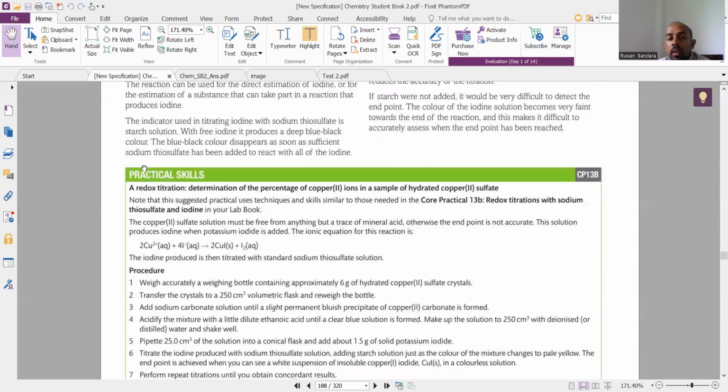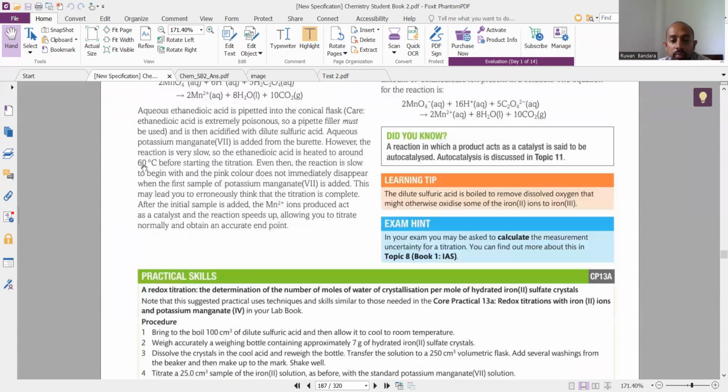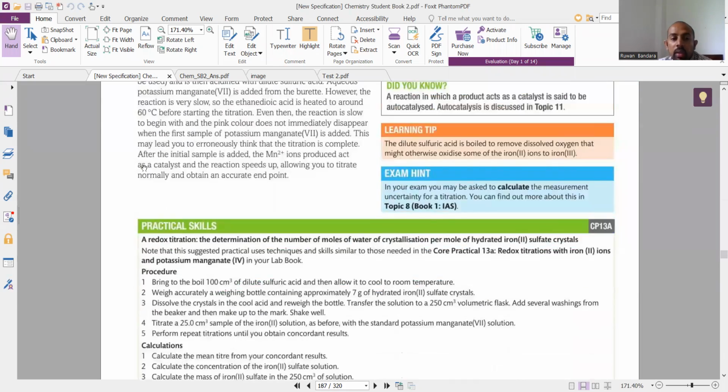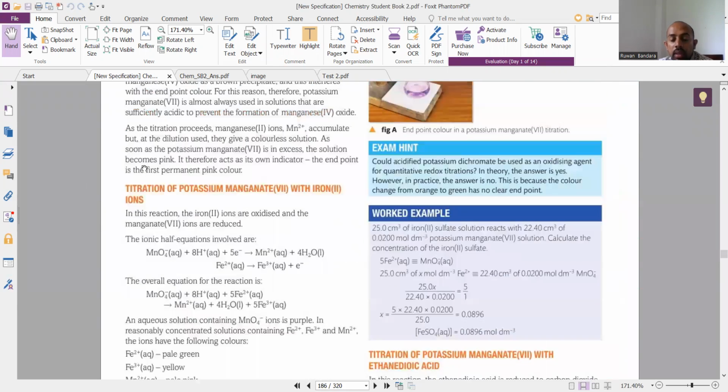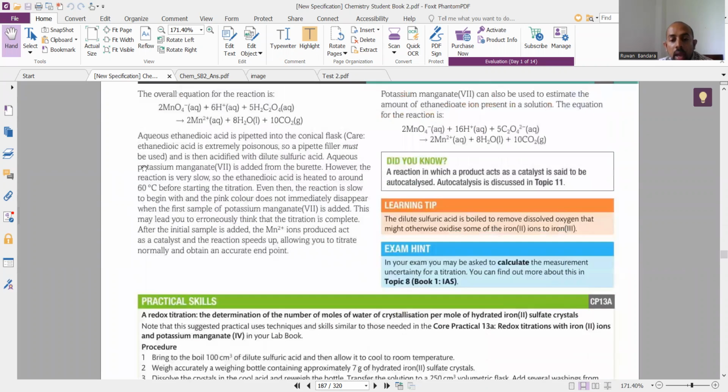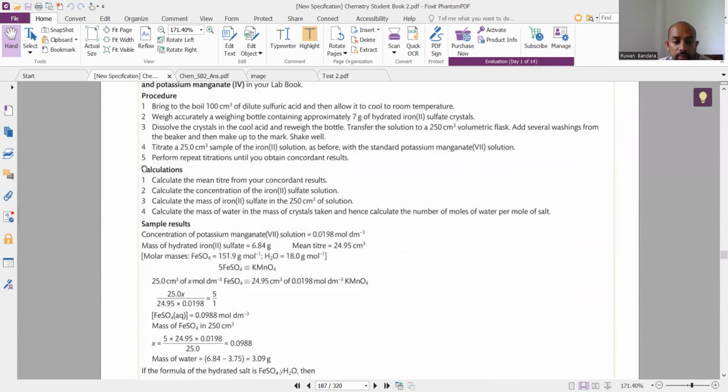So we have done 2 titrations already, right? And the next type of titration is iodine thiosulphate titration.